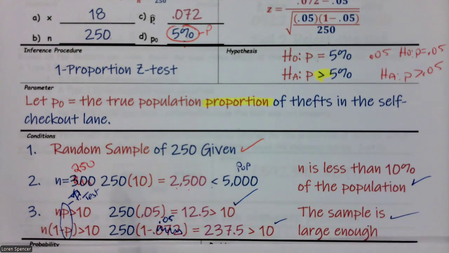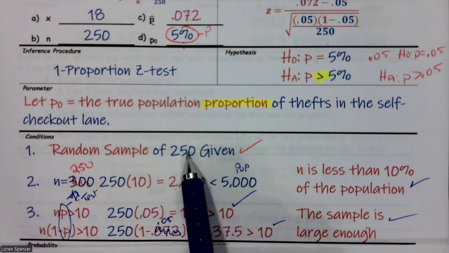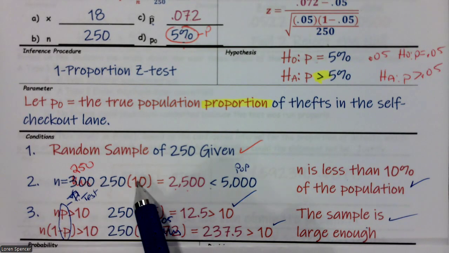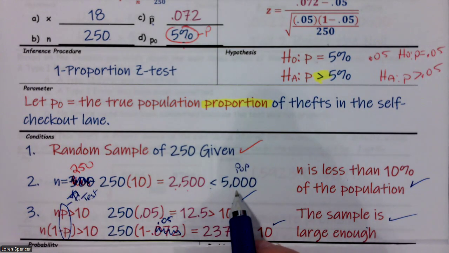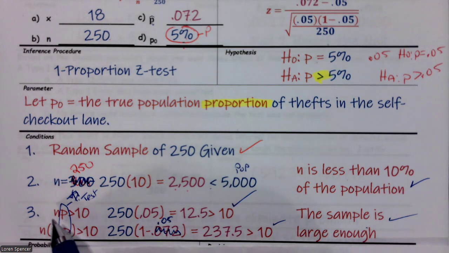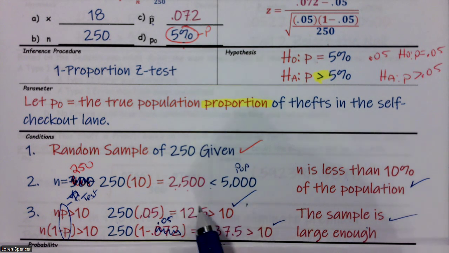So that takes care of all of our conditions. The first one, random sample, they told us that. Then we go, all right, 250 times 10, and the sample size is 250, it wasn't 300, times 10 is 2,500, which is less than 5,000. And then we take the sample size times the population proportion. So 250 times 0.05, we get 12.5. That was greater than 10. Not much greater, but it is bigger. And then we have the sample size times 1 minus the population proportion. So 250 times 1 minus 0.05 equals 237.5, and that's also greater than 10.